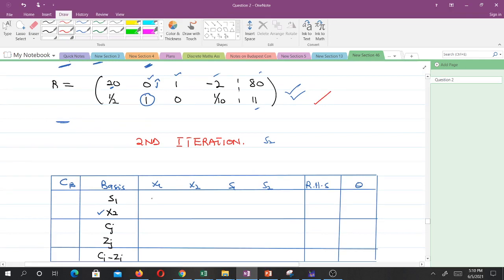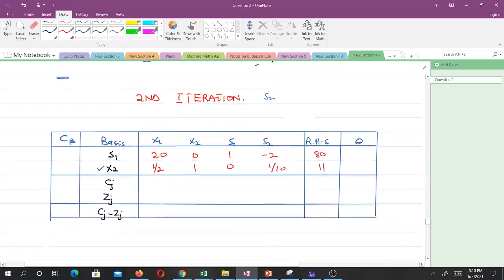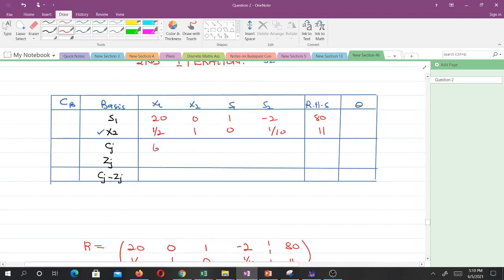So you could see we had 20, 0, 1, minus 2. Right hand side is 18. We had half, 1, 0, 1 over 10, 11. And the objective function is always 6 because the coefficient of x1 is 6, that of x2 is 8, 0, 0. Okay. So now we have to get our ZGs.